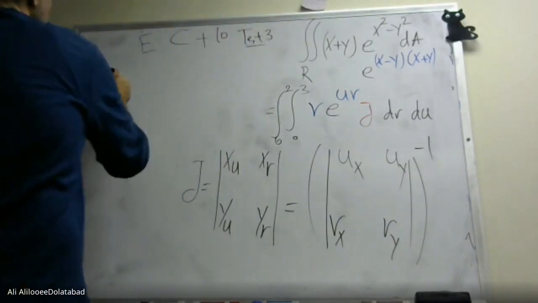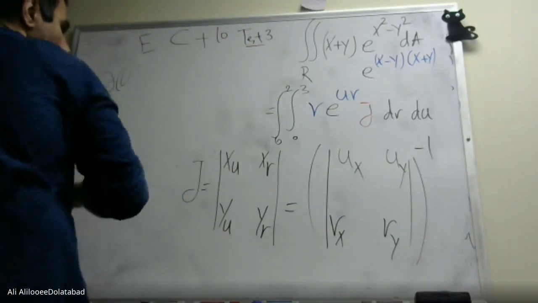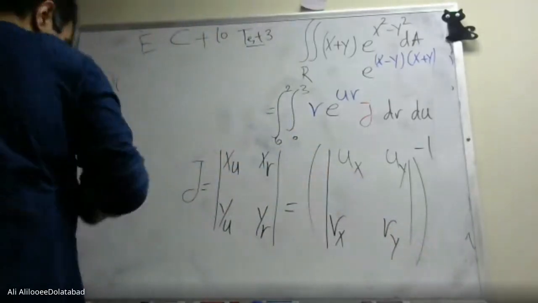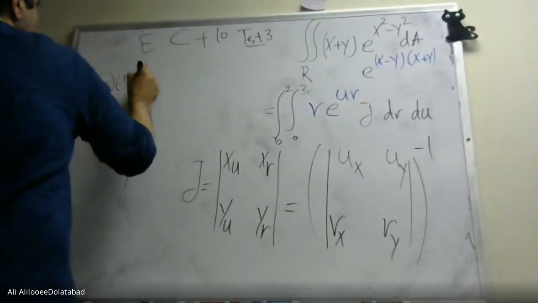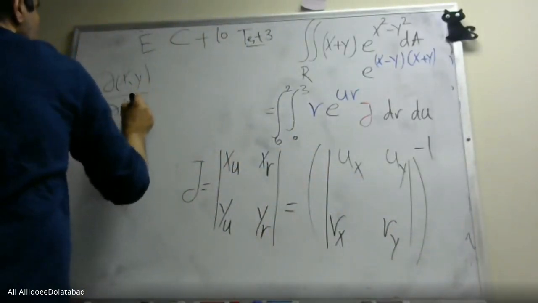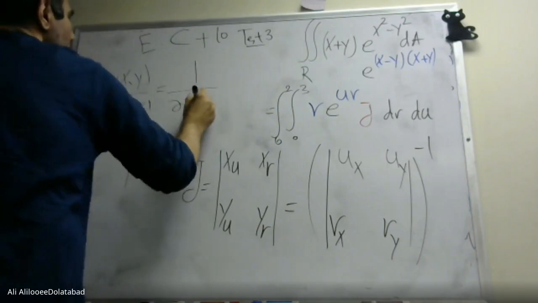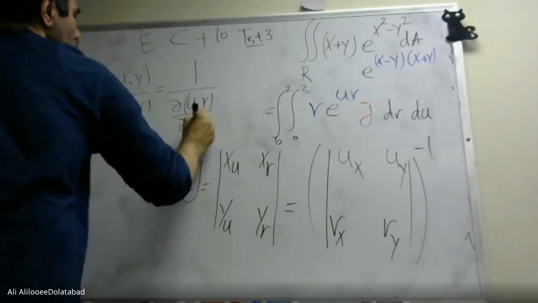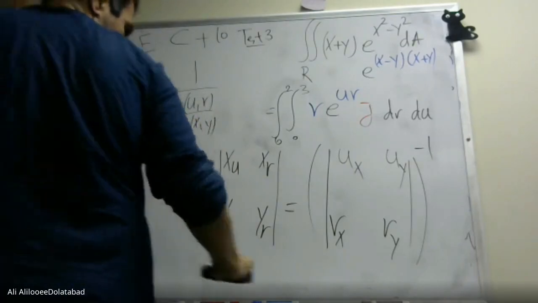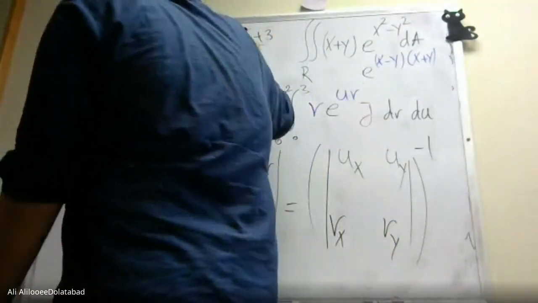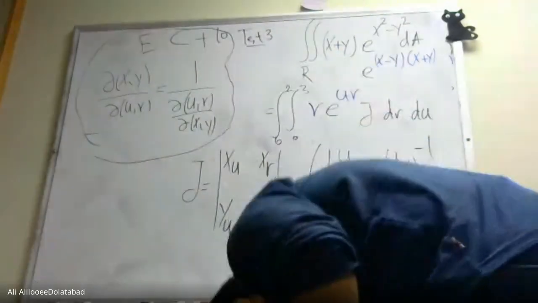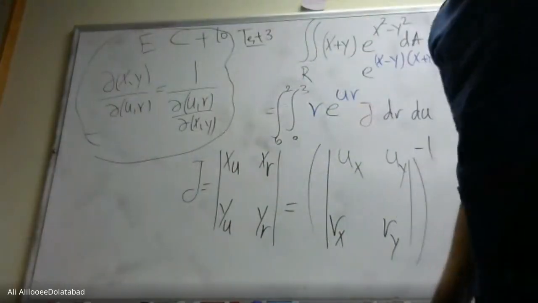What must be proved? You need to prove this one. The partial of (x,y) with respect to (u,v), as you know, is denoted this way, and it equals 1 over the partial of (u,v) with respect to (x,y). That's a beautiful, very, very nice question.